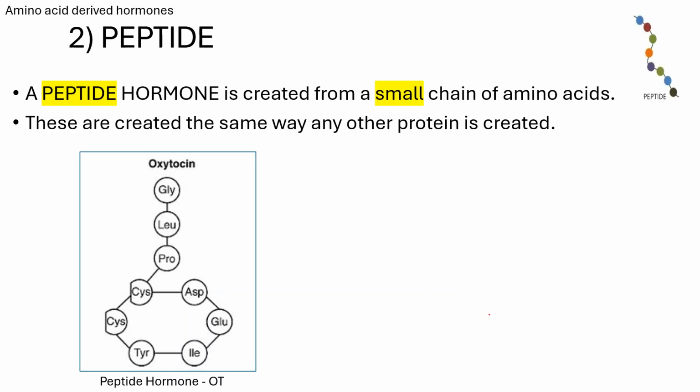Peptide hormones, remember, these are a little bit bigger. They're going to have a chain of amino acids that are bonded together to other amino acids. And this is going to be a small one. An example might be oxytocin.